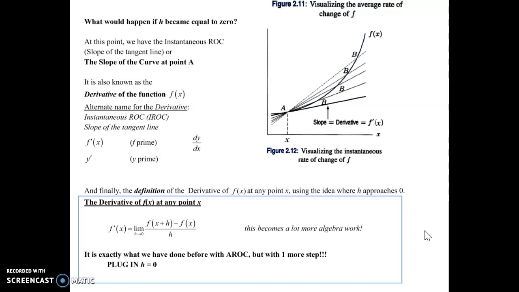So we have a definition then for the derivative. The definition for the derivative at any point x, using the idea that h is approaching 0, is this: f prime of x is equal to the limit as h goes to 0 of the average rate of change, so f of x plus h minus f of x all over h. This is basically the same thing we've been doing all year, where we find the average rate of change. We're just adding one more step: we're going to find the limit when h goes to 0. We find limits by substitution. We just sub the value in for that variable. So we're going to sub 0 in for h, and that's going to give us our derivative.